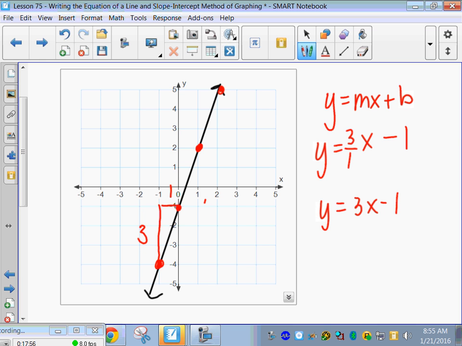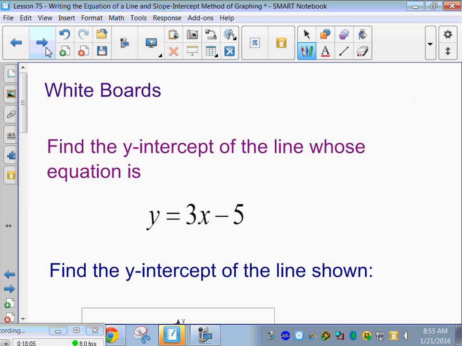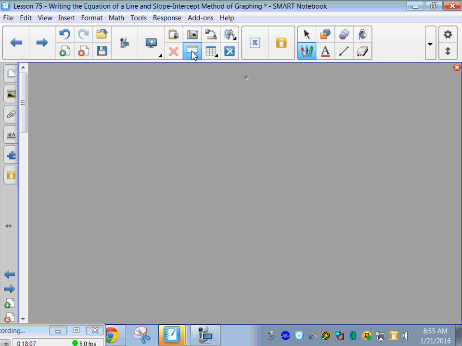Would there be a slope that's like the last one where you can't tell exactly where it is? No. You're going to have nice ones. Okay, good question. Oh, whiteboards. Let's try it out.